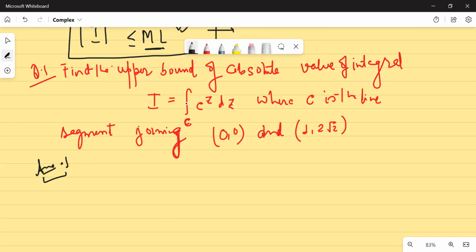So I is equal to the integral over C of e to the power z dz, where C is the line segment joining (0, 0) and (1, 2√2). You have to find what will be the absolute value of this integral.